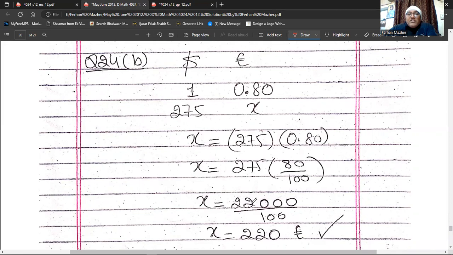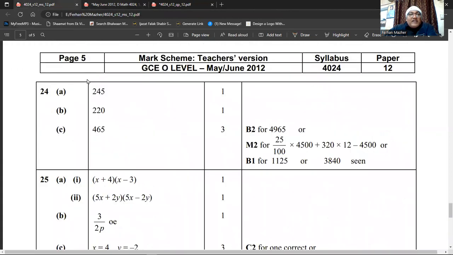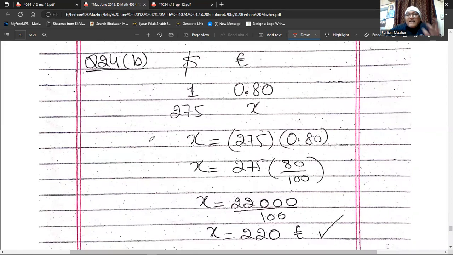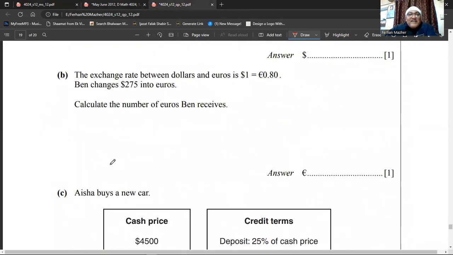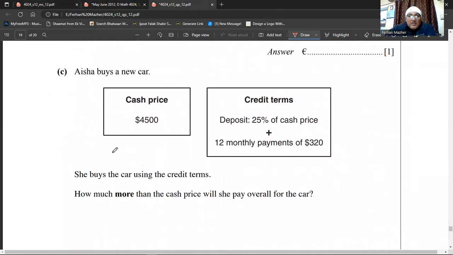So that will be 22,000 divided by 100, and that will be 220. Very simple. So how many euros will they get? 220 euros. 220 euros is the right answer. That's the solution of that question. I hope you understand question number 24.